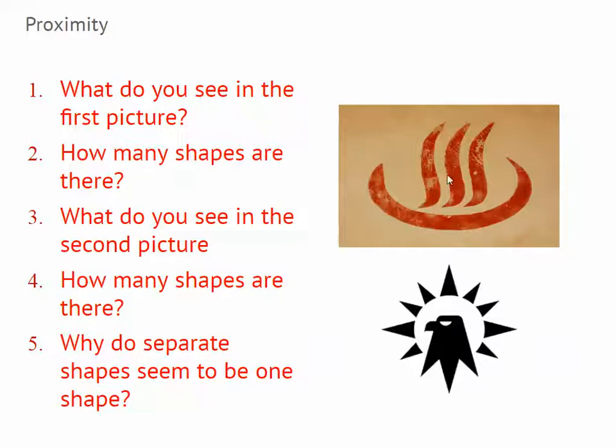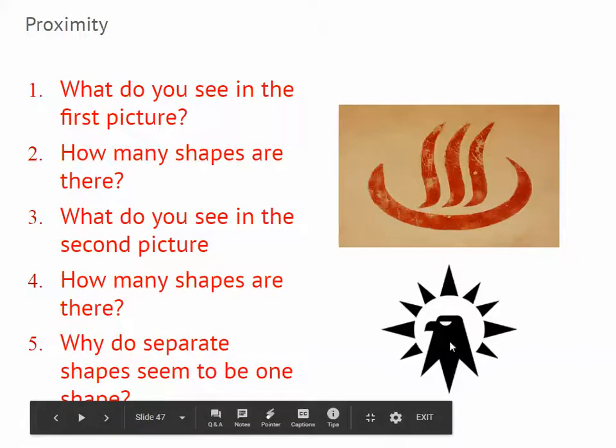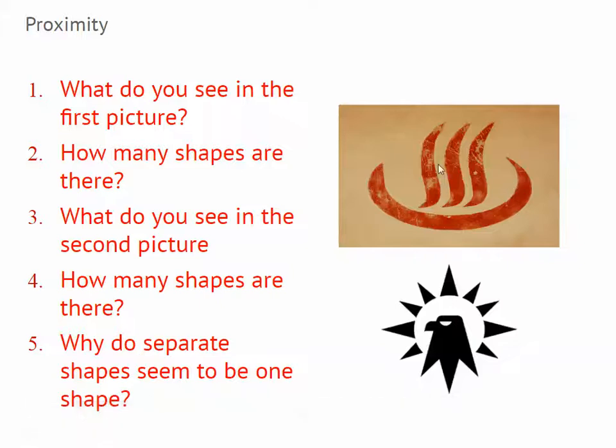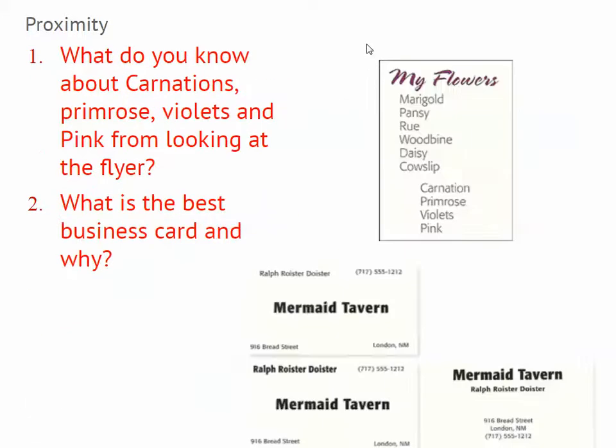How many shapes are there? 1, 2, 3, 4. What do you see in the second picture? You see an eagle with a sun around it. How many shapes are there? I don't know, count them up. They're separate shapes, but they seem to be one thing. Separate shapes, but they give you the idea of one thing. Why is that? Because of close proximity. They're close together. Because they're close, they appear to be one thing.